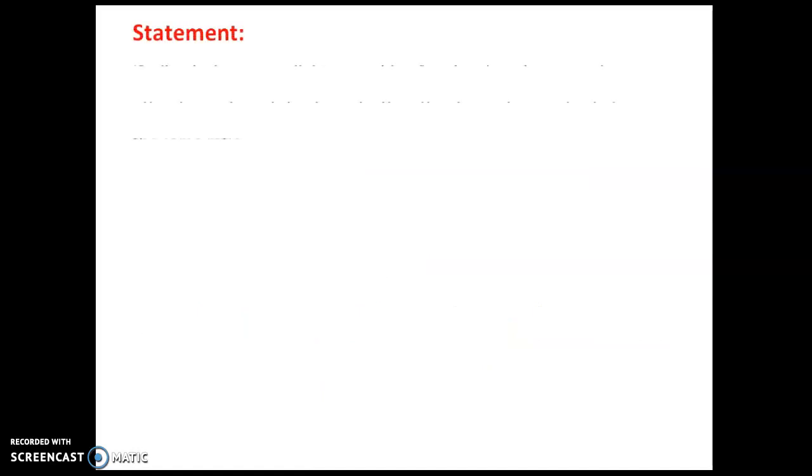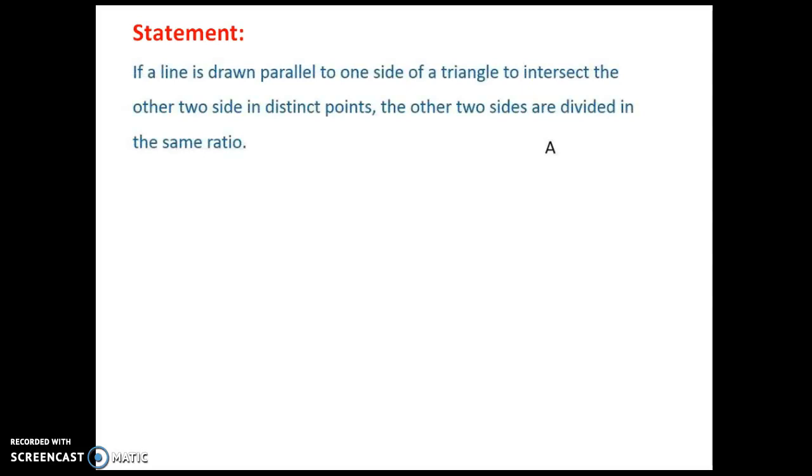Statement: if a line is drawn parallel to one side of a triangle to intersect the other two sides in distinct points, the other two sides are divided in the same ratio. This is the statement, and you have to memorize it correctly. So let's see it with the diagram.